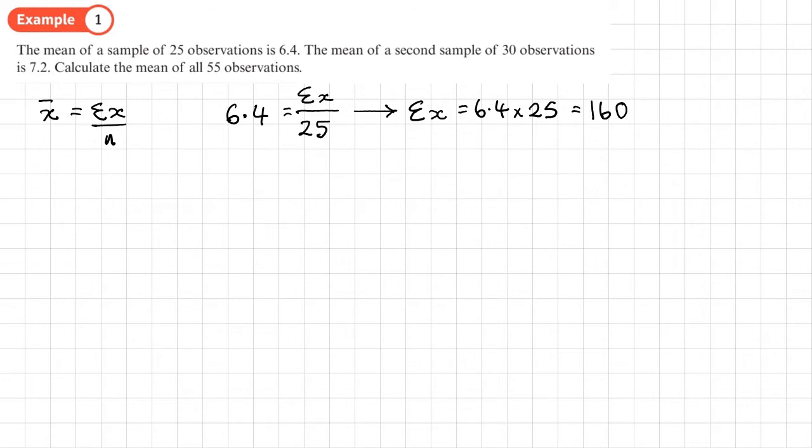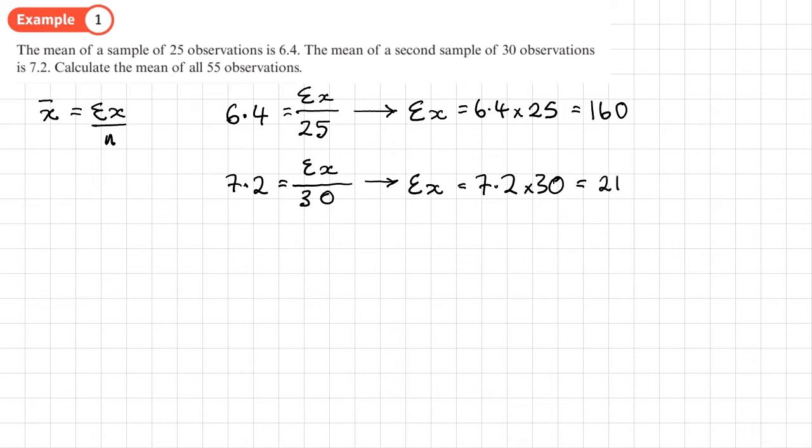We want to do the same for the second sample. That had a mean of 7.2. This time there were 30 observations. Now what was the sum of that data? So the sum of that data is going to be 7.2 times 30, and that gives us 216.